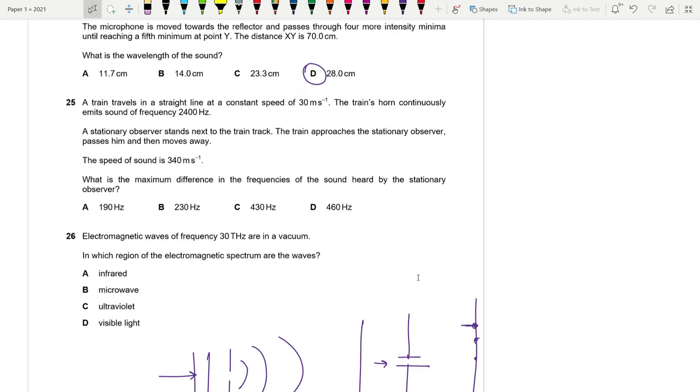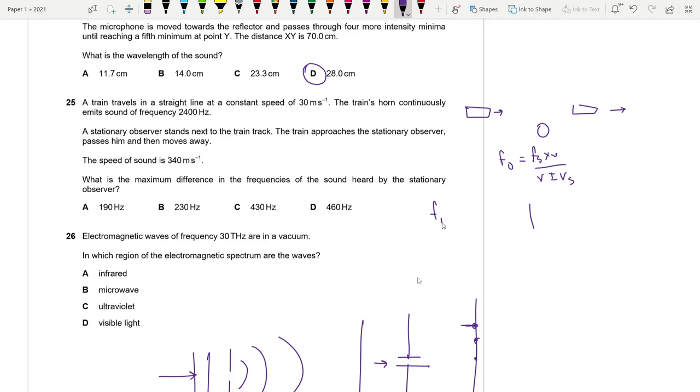The interesting fact is I did a similar sum in March of 2022. It's quite the same. So this is the observer. The train passes him by. Okay. So when the train is approaching the observer, frequency is maximum. And when it goes away, frequency is minimum. Okay. So the formula is observed frequency is equal to frequency of source into V divided by V plus minus Vs, just like this.